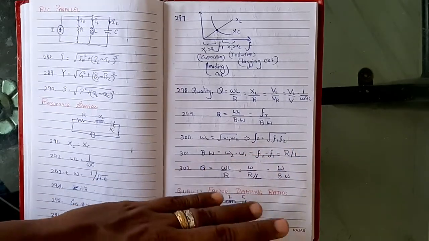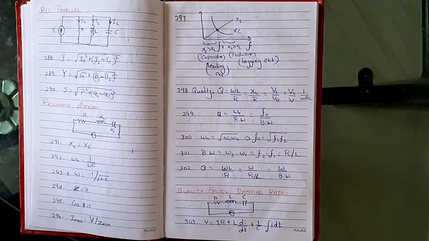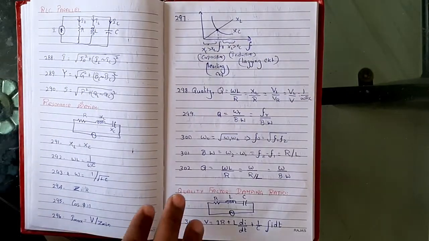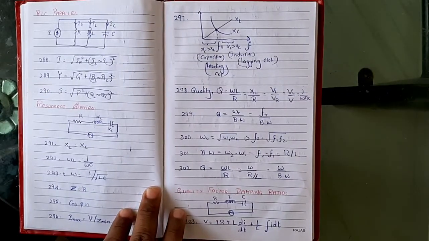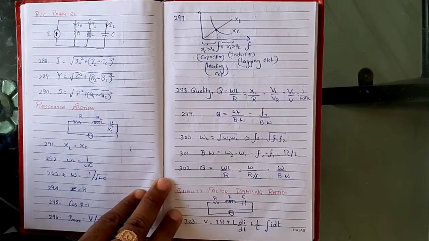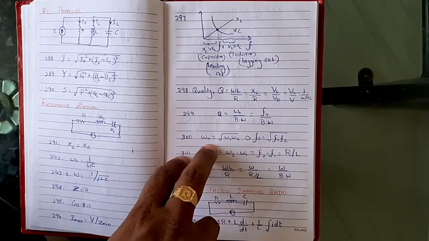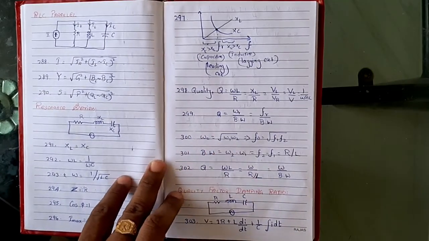So with this, the 300th formula is getting over, and we are winding up this video. I will be posting the next 50 formulae in the next video today itself. So with this 300th formula, this part of the EC formulae is getting over.